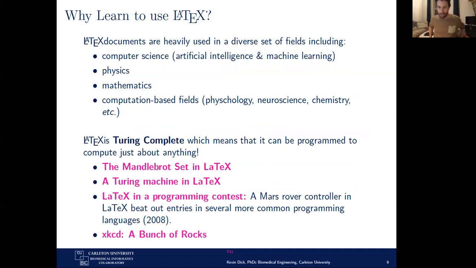So why should you actually learn LaTeX is usually a good question. The first is that it's very heavily used in certain subsets of fields. Those are computer science, predominantly artificial intelligence and machine learning. Data science is a bit of a catch-all term, with artificial intelligence and machine learning at the basis of data scientific systems, and certain data science journals will use LaTeX documents and templates. But really artificial intelligence, machine learning, and anything that's physics, math, or heavily computation-based, so things like computational psychology, computational neuroscience, computational chemistry, most of these fields will heavily use LaTeX.